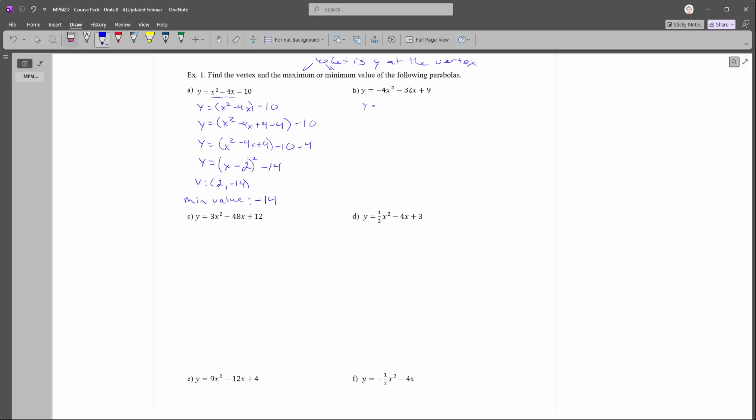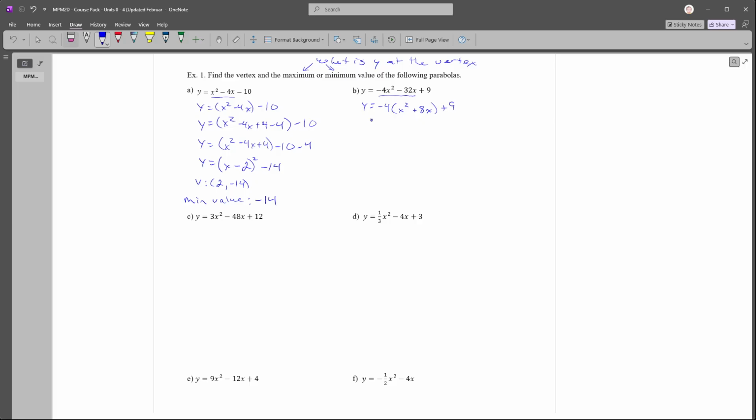First thing, we're going to factor out the a from the first two terms. Those guys right there. So what's our a? Our a is negative 4. So the first term becomes just x squared. Now negative 32 divided by negative 4 gives us positive 8x. And then we have our plus 9 sitting all there on its own.